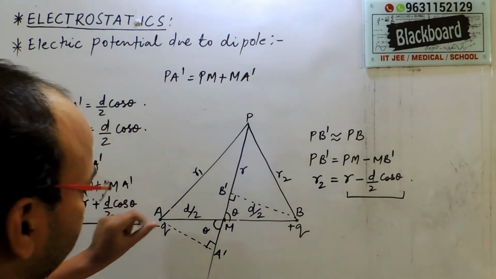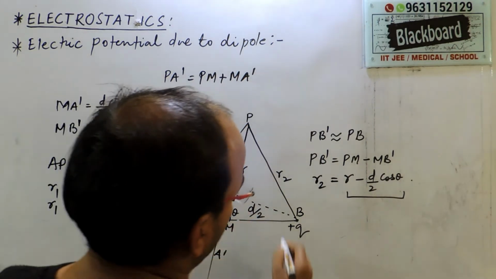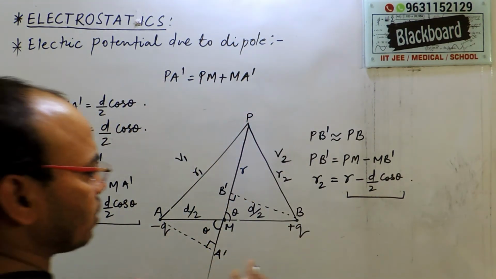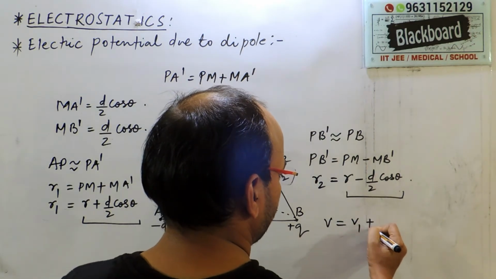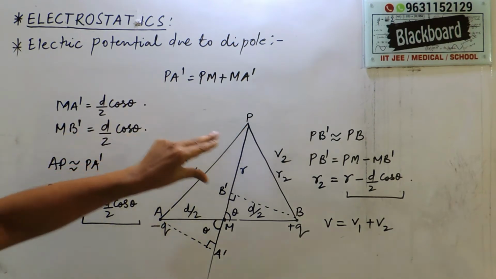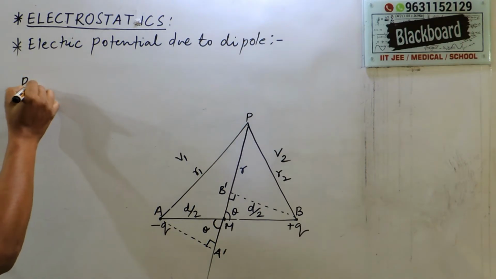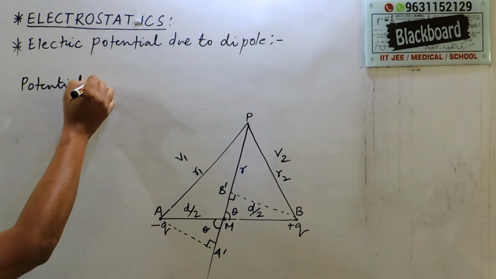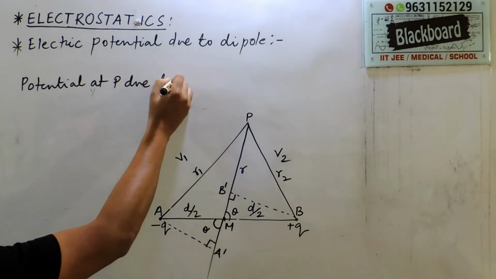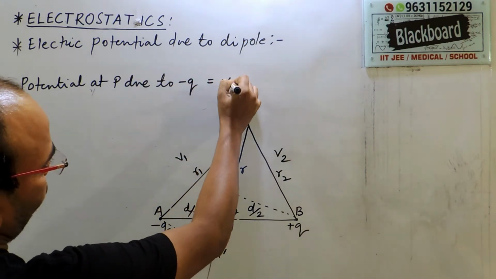Now potential due to negative charge is here, let V1, and potential due to here positive charge is here V2. Now potential is a scalar quantity, so net potential will be V is equal to V1 plus V2. Now we are going to evaluate what is V1 and what is V2. Potential at P due to minus Q is here let V1.